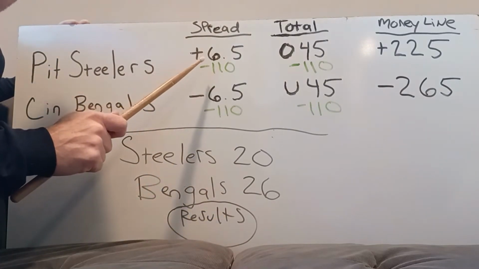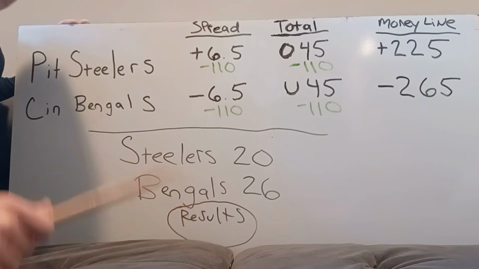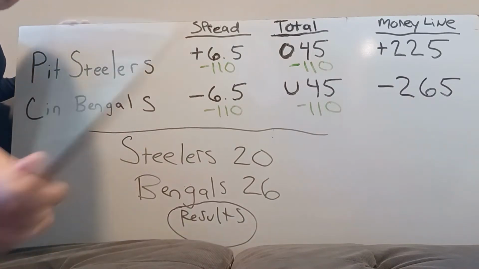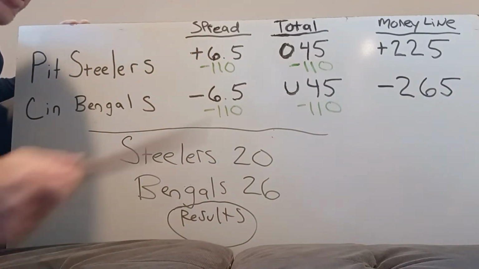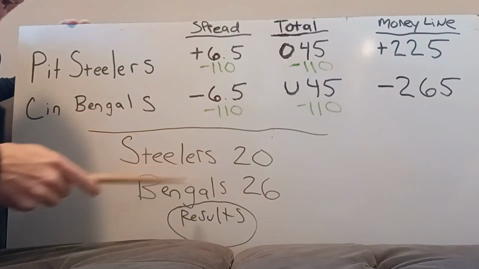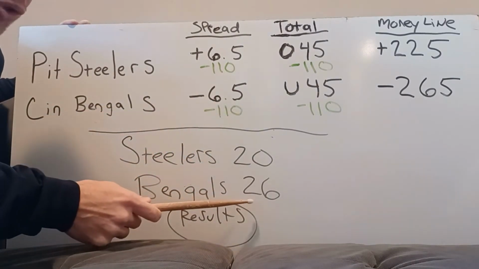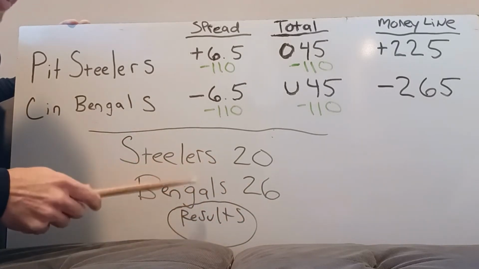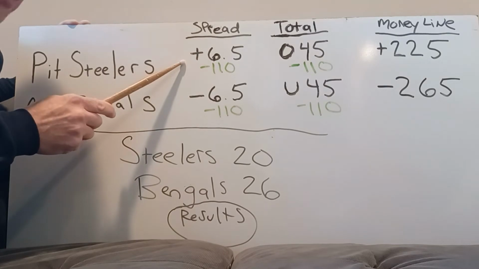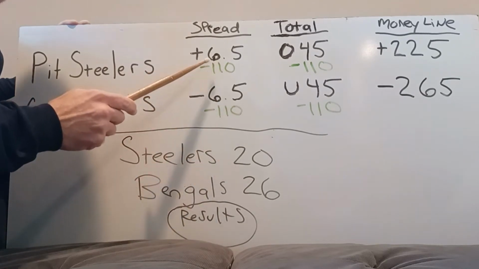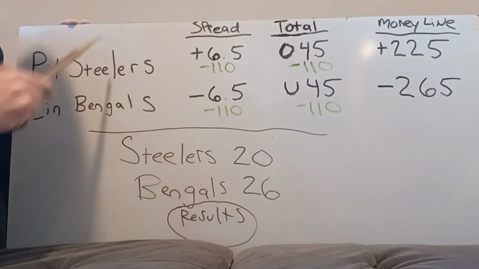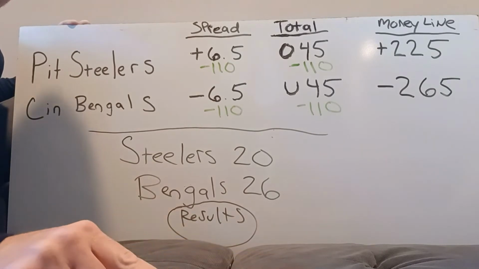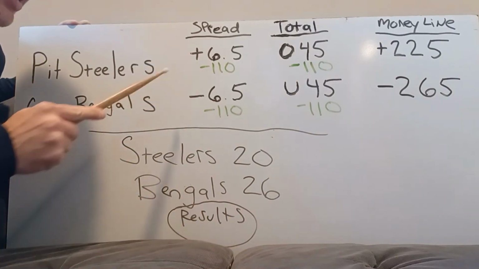But the Steelers spread here is plus 6.5. So the Steelers, as the underdog, can lose by up to 6.5 points, and you still win your bet if you take the Steelers plus 6.5. In the example that I gave, the Bengals win 26-20. These are the results on the bottom. In my example, the Steelers would have won if you took them on the spread because they lost by 6. You had 6.5. Had they lost by 7, the Bengals would have won. But since they lost by 6, anything 6 or less, or if the Steelers win, then you win your spread bet.